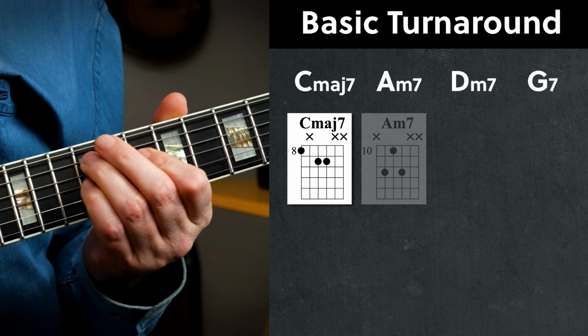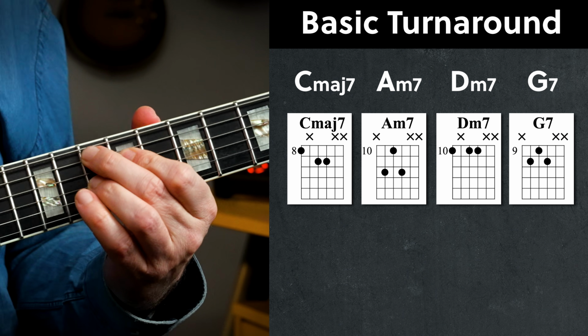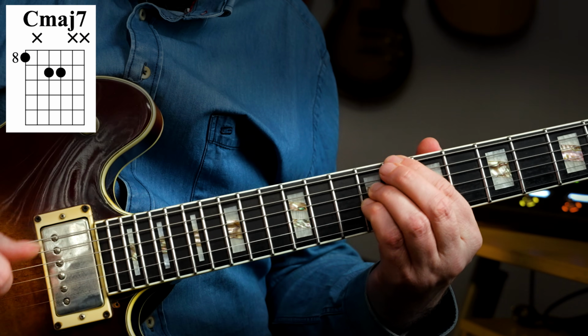Let me show you. So the most basic one is the 1-6-2-5. In C major, that is C major 7, A minor 7, D minor 7, G7. And you can hear how that doesn't really end. It loops and goes back to the beginning.